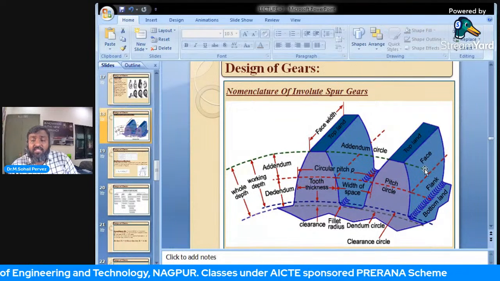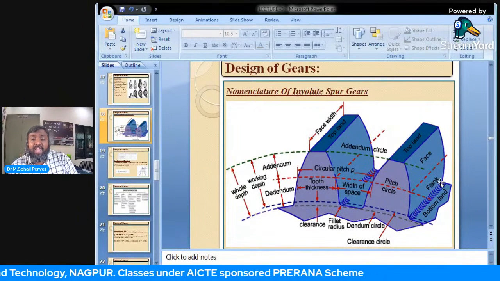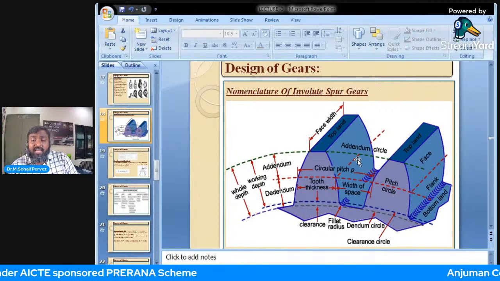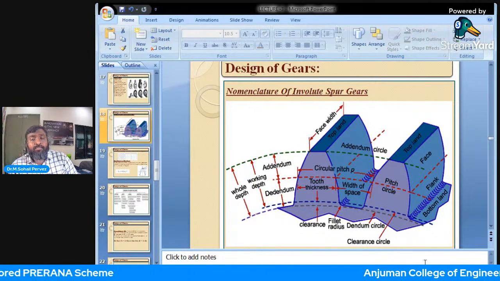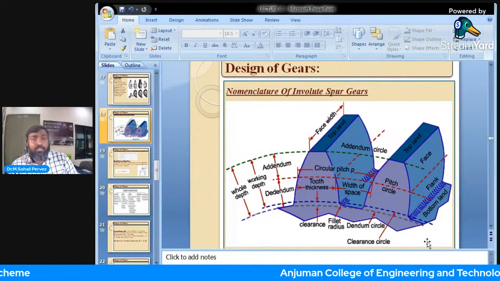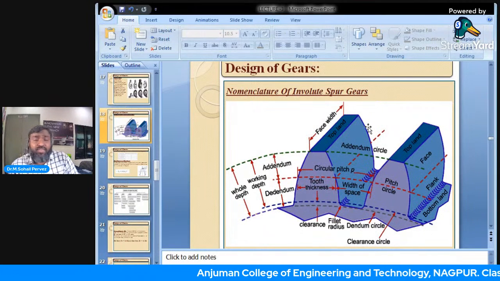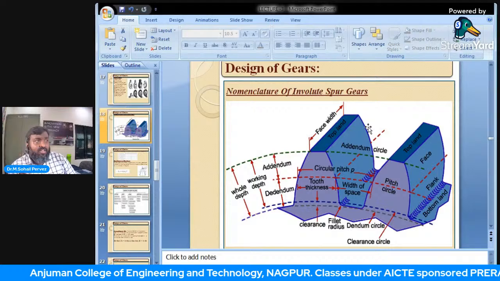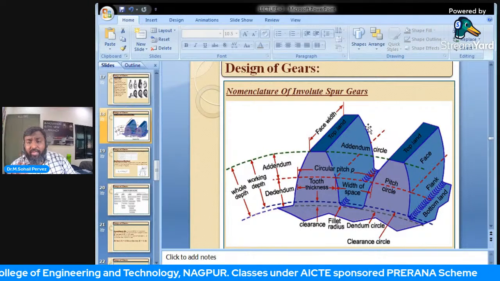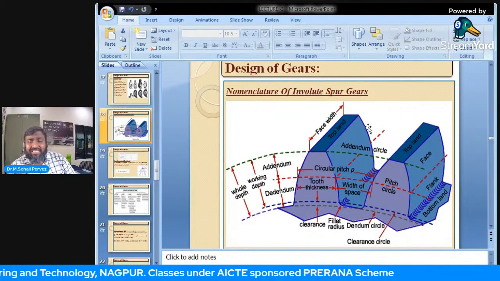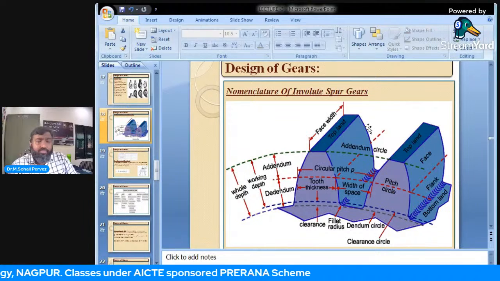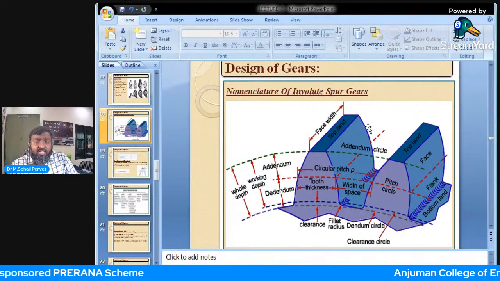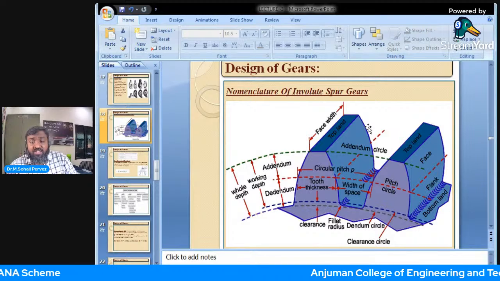This is known as face. The bottom one is known as a flank. This is the bottom land, top land, and this is the addendum circle which we have. The most important thing is face width, because while designing any gear, face width plays a vital role in deciding the strength of the gear tip. Hence, the most critical part in the design depends on the face width of the gear.